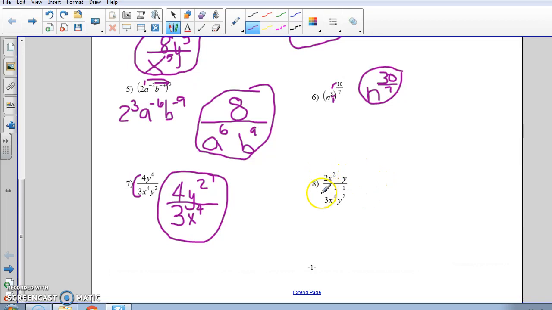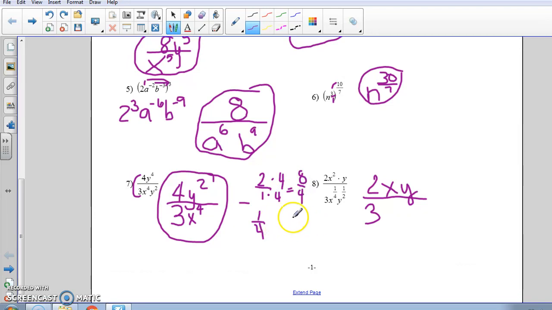For number 8, again, check the numerical bases. 2 does not divide by 3, so those are going to remain. For the x's and the y's, we'll have to employ our subtracting rules since they're being divided. So for x, we have 2 over 1 as the exponent in the numerator, but 1 over 4 is the exponent in the denominator. So if I want to subtract these, I need my common denominator of 4, which means both numerator and denominator get multiplied by 4. You can do all this on your calculator if you need help. So we're going to take the numerator 8 minus the numerator 1, giving us 7. Remember, this is from x, with the common denominator of 4.